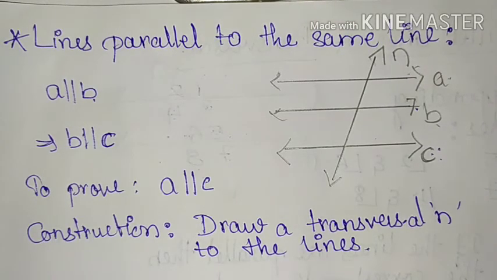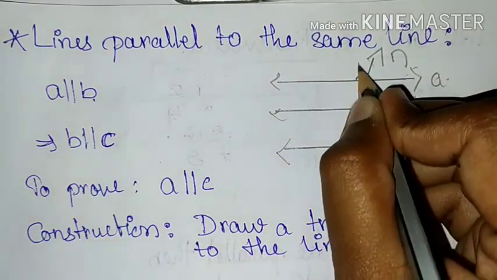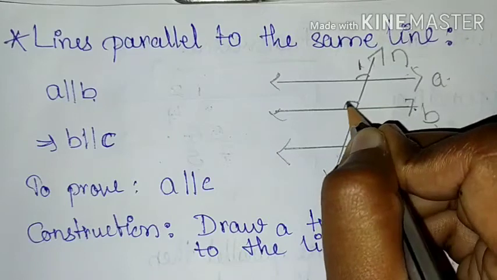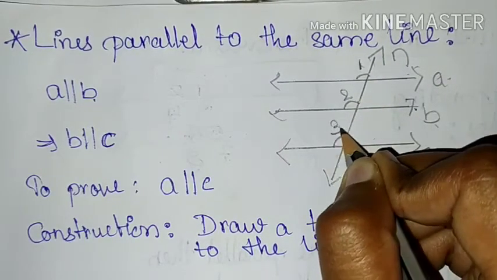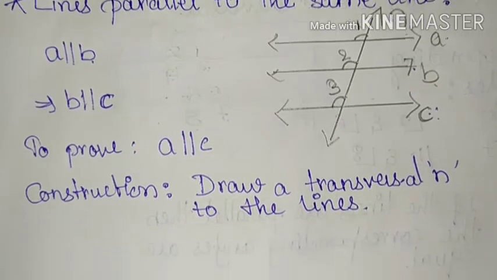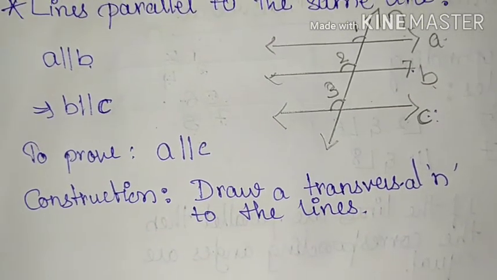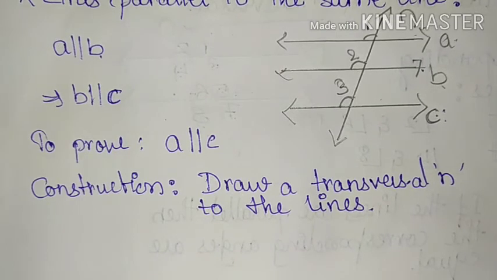Now we have three sets of corresponding angles here. This is angle 1, this is angle 2, and this is our angle 3. Okay, we get three sets of corresponding angles. So let us use that to prove that A is parallel to C.